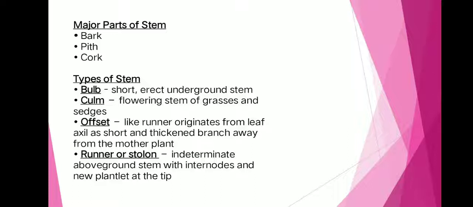Offset, like runner, originates from a leaf axil, a short and thickened branch away from the mother plant. Runner or stolon, indeterminate above ground stem with internodes and new plantlet at the tip. So runner or stolon is a cylindrical stem that grows horizontally along the ground, giving rise to roots and aerial branches at specialized points called nodes.